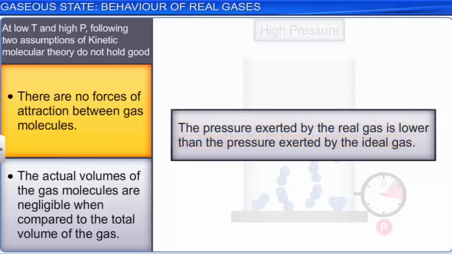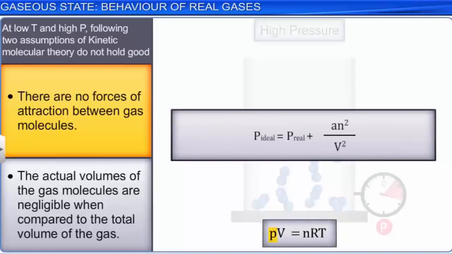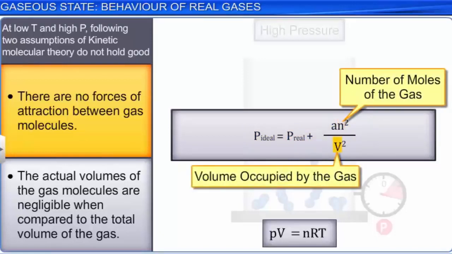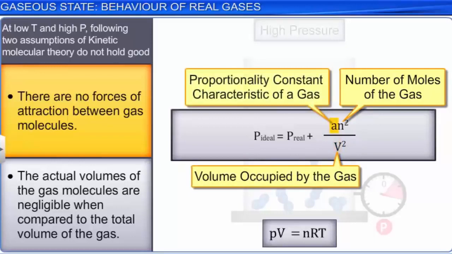Hence, the pressure in the ideal gas equation is corrected as P ideal equals P real plus a n squared divided by V squared, where n is the number of moles of the gas, V is the volume occupied by the gas, and a is the proportionality constant characteristic of a gas.